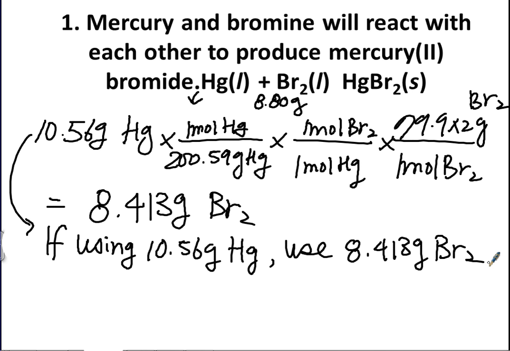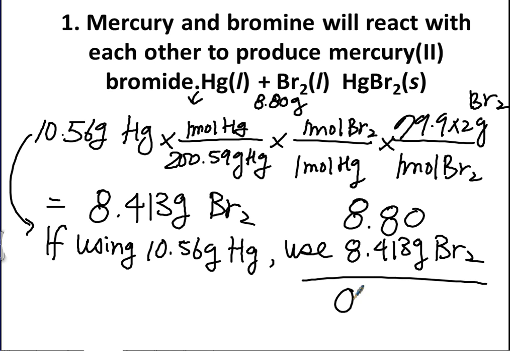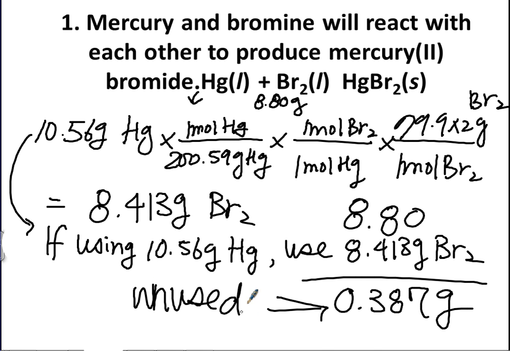I had 8.80, so to find how much is left over, I'm going to take this and subtract from the original amount, which is what? 3 something, right? 0.387. That is how much is left over, unused. So I just subtracted what I used up, 8.413, from what I had initially, 8.80, to get what's left over.